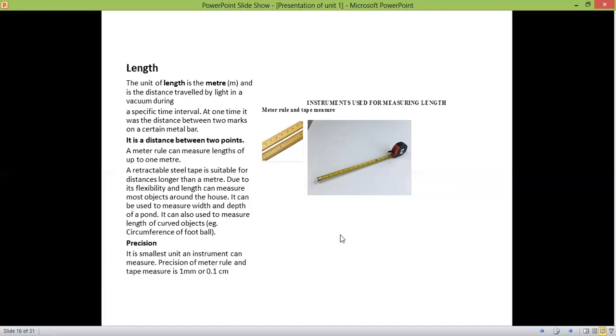Next, we have to discuss the precision value of meter rule and measuring tape. Precision value is the smallest unit which can be measured by using an instrument. So both measuring tape and meter rule have the same precision value, and that is 1 millimeter or 0.1 centimeter.